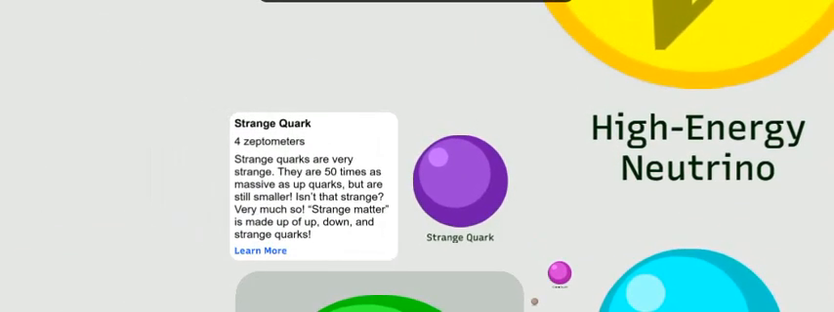Strange quark, 4 zeptometers. Strange quarks are very strange. They are 50 times as massive as the up quarks, but are smaller. Isn't that strange? Very much so. Strange matter is made up of up, down, and strange quarks.